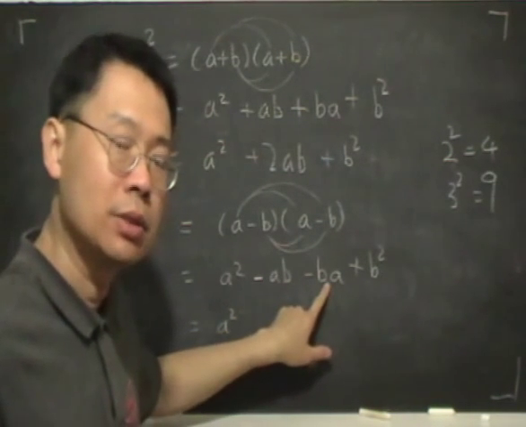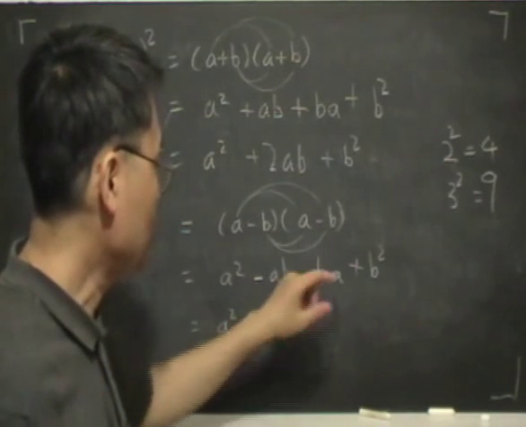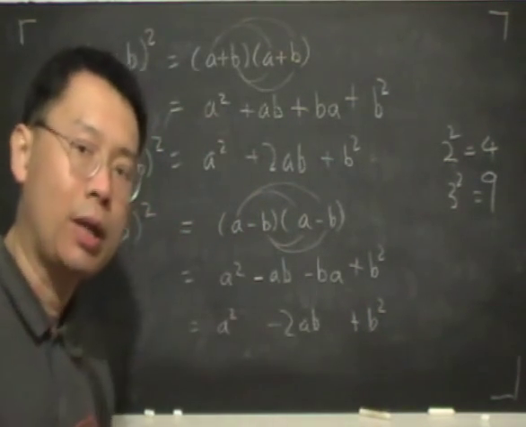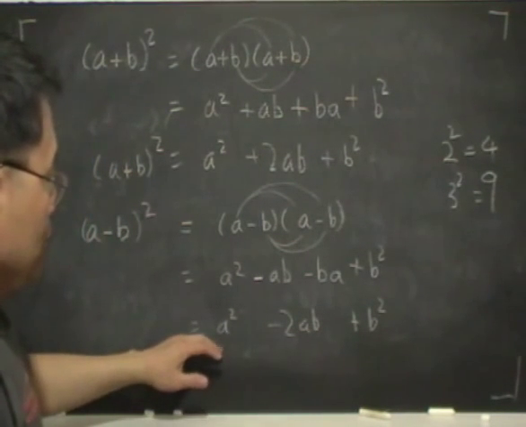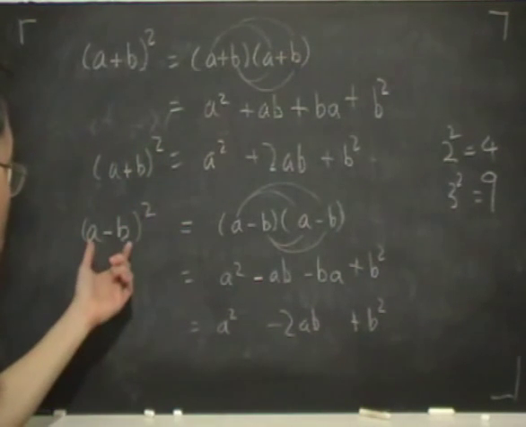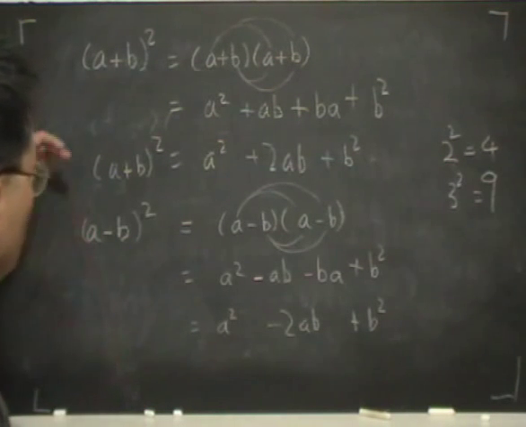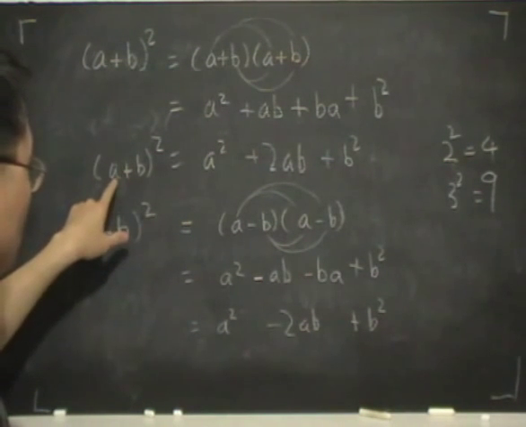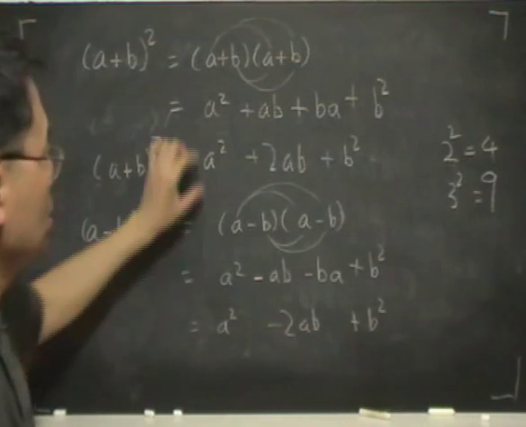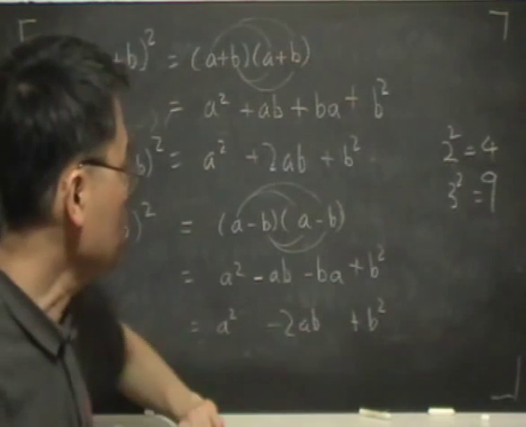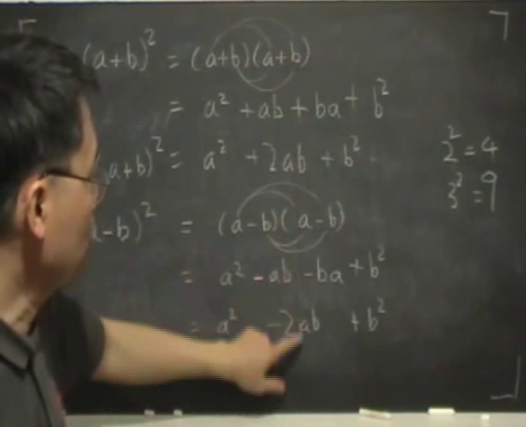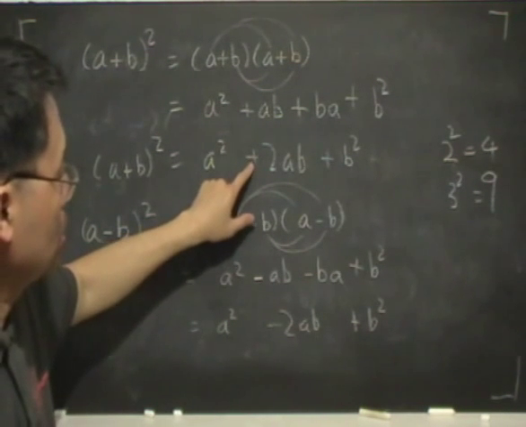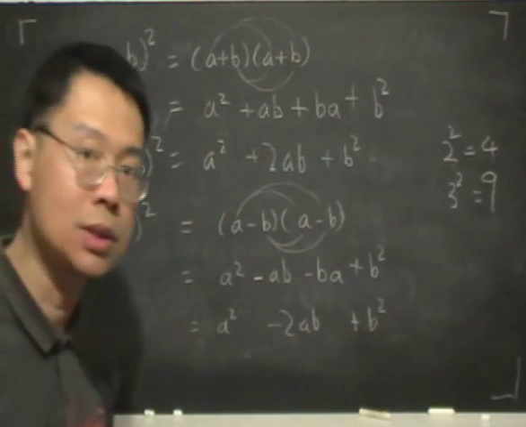ab is the same as ba. So they are really the same term. So minus ab minus ba is really minus 2ab. So we have the answer. It means that this expression is also a perfect square because it is the square of a minus b. Now if you look at these two formulas, they're very similar. Instead of a plus b here, you have a minus b here. In the long expression, where you have a squared and a squared, you have 2ab, 2ab, b squared and b squared. The only difference is the sign in the middle term. Minus here and plus there.